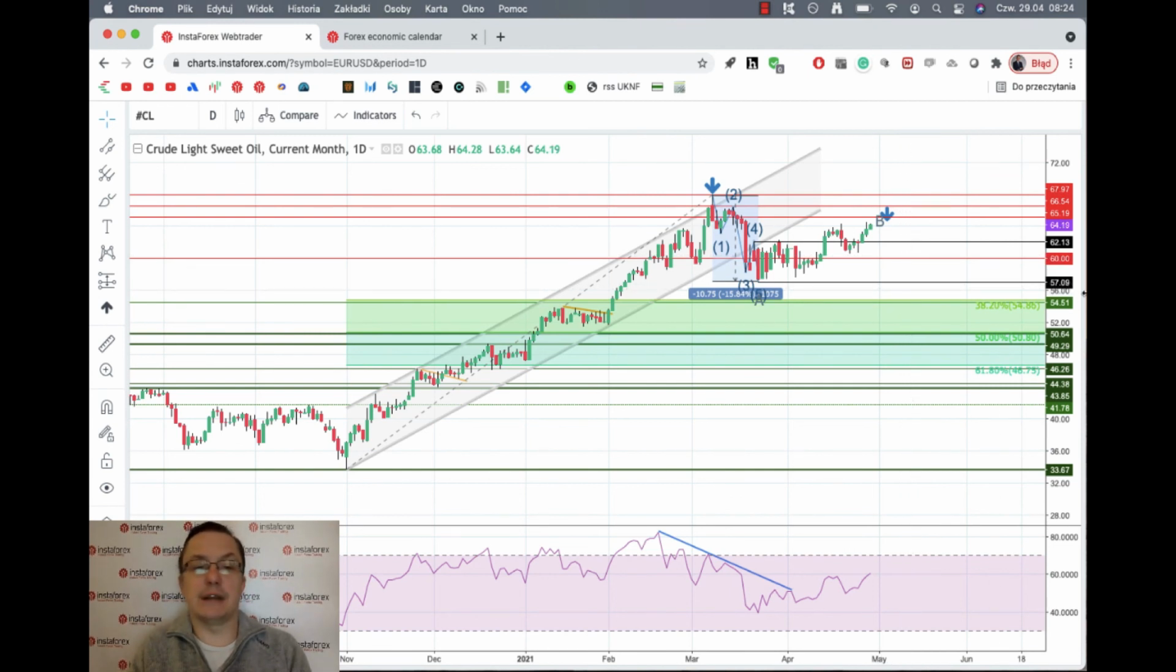So right now this is how it looks on the daily time frame chart on the crude oil, which is somehow, as you know, connected to the American dollar as well.